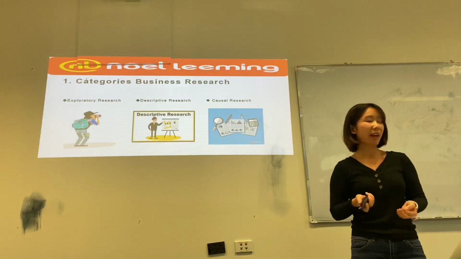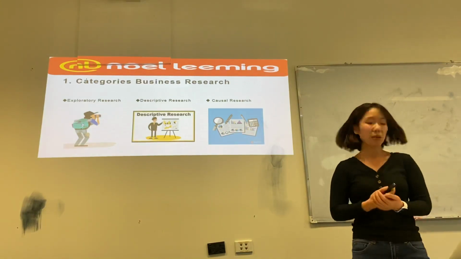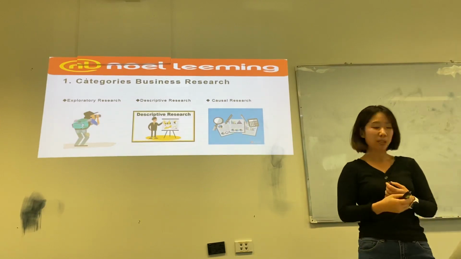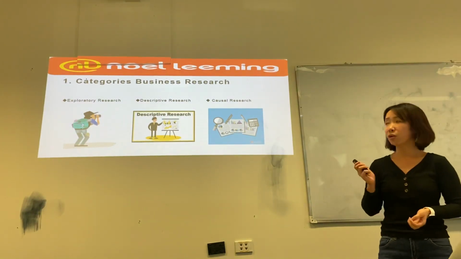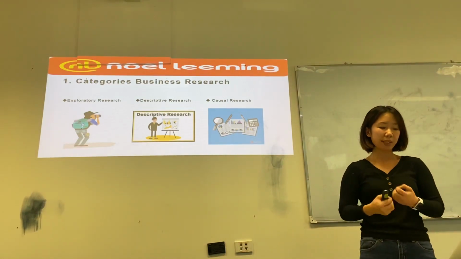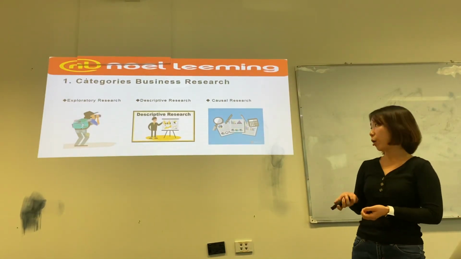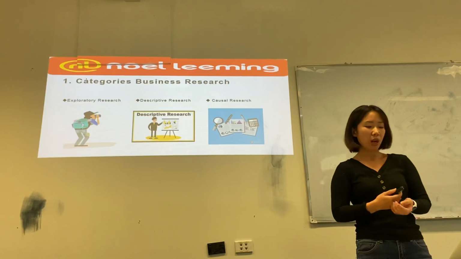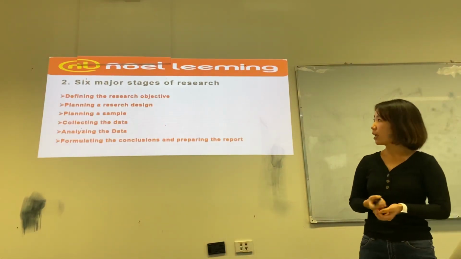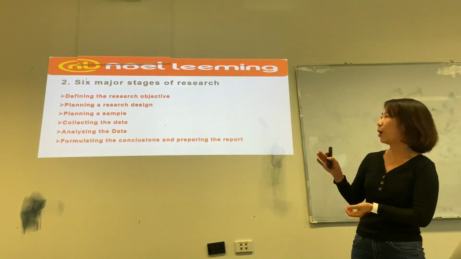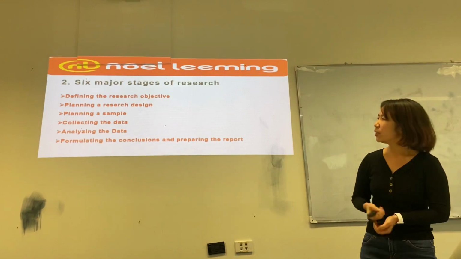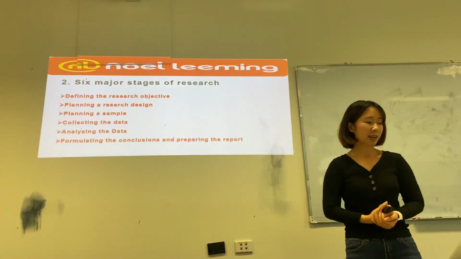On the other hand, if a product in New Living shows poor sales in the past, causal research will help them to analyze the reason behind it, and also help New Living to make further decisions. The second topic is the six major stages of research, as shown in the slides.